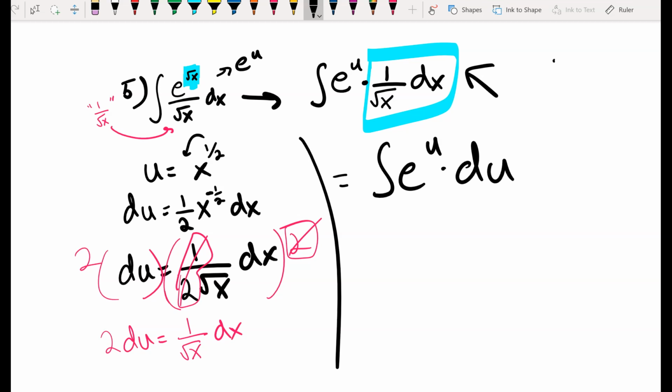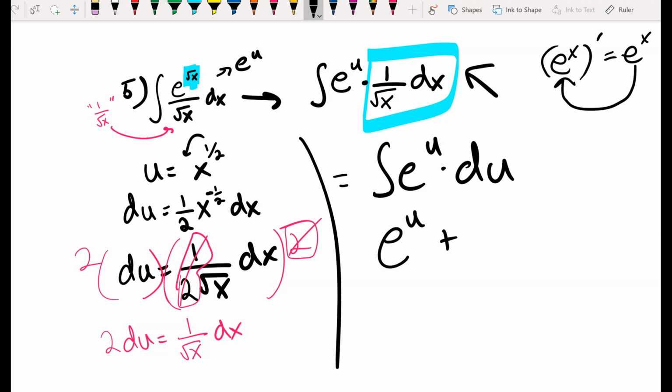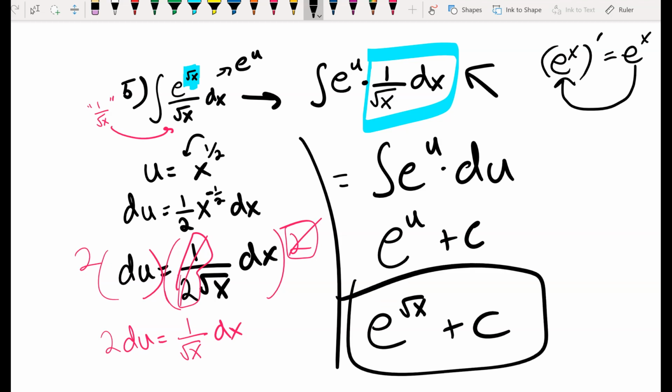Now remember, if I differentiate e to the x, I just get e to the x. So if I want to anti-differentiate e to the x, I am still going to get e to the x. So by that logic, the integral of e to the u just turns into e to the u plus c, and I can make my substitution back in. To get e to the u is just radical x plus c.